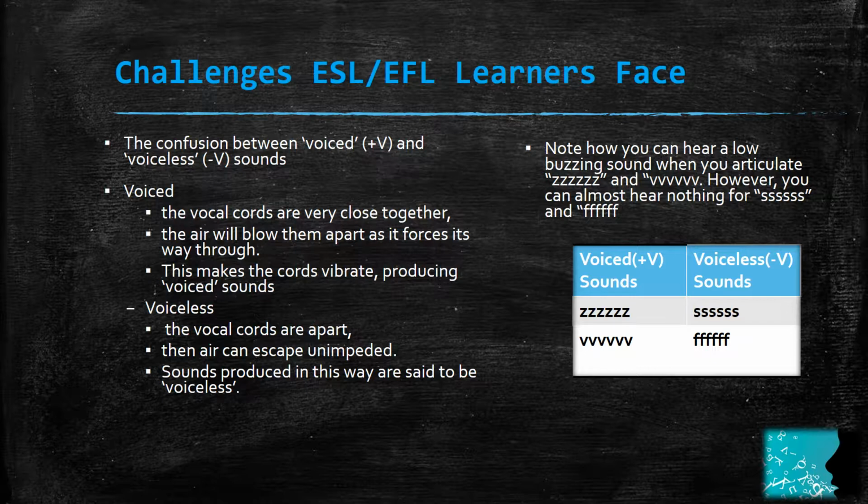S, F. Now, here's another way to hear the vibration. Instead of putting your fingers on your throat, put your index fingers in your ears and repeat the above sounds. Z, S, F, V. Now, you should hear a low buzzing sound when you articulate Z and V, but you can almost hear nothing for the other two sounds, S and F.